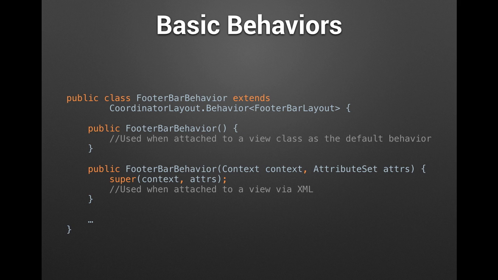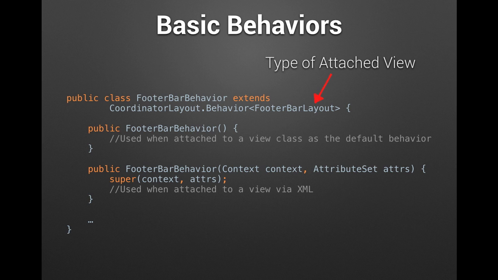But based on that, let's take a look at how we could construct our own simple behavior to do something completely different than what the framework provides us instead. Okay, so if you want to create your own behavior, you basically just create a new class that extends the coordinator layout behavior. Now this is typed, and it's supposed to be typed to the type of view that this behavior is going to be bound to.